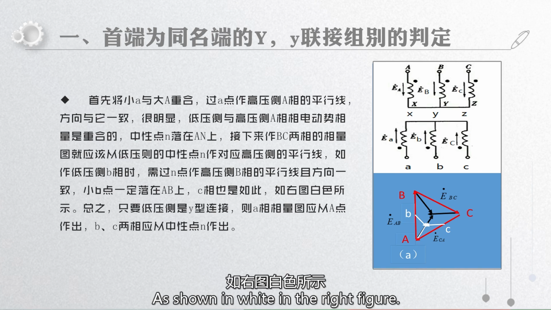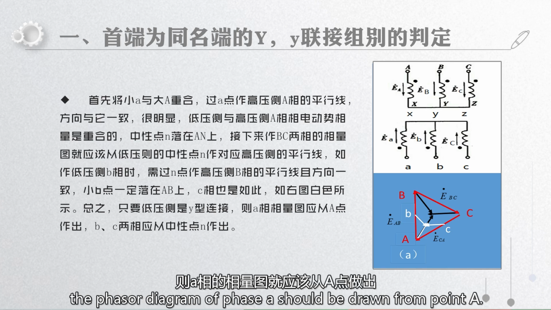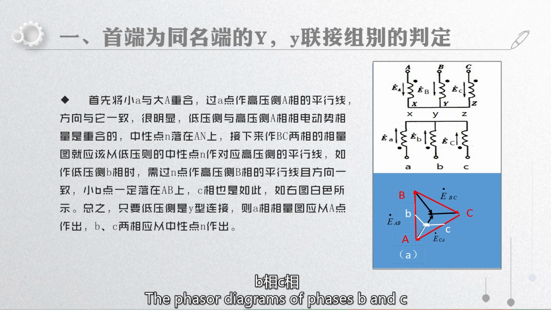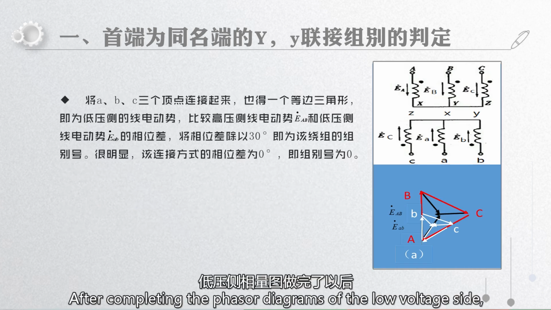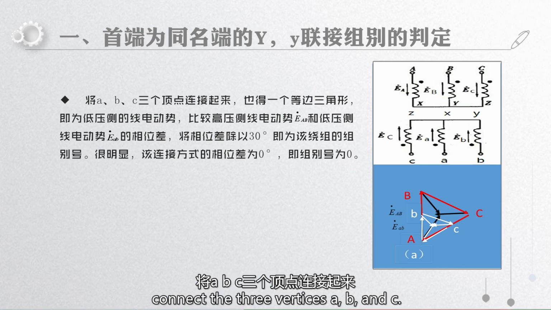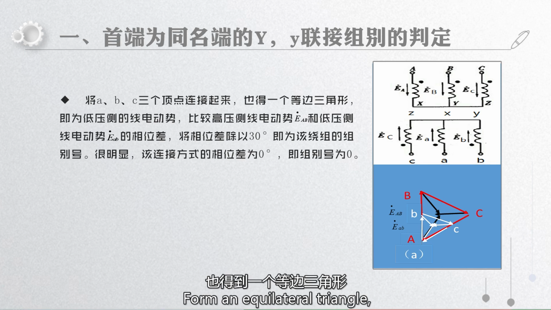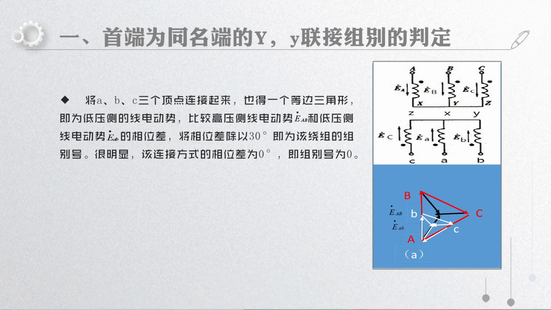As shown in white in the right figure, in short, as long as the low voltage side is the star connection, the phasor diagram of phase A should be drawn from point a. The phasor diagrams of phases B and C should be drawn from the neutral point n. After completing the phasor diagrams of the low voltage side, connect the vertices a, b, c to form an equilateral triangle, which is the line electromotive force of the low voltage side.